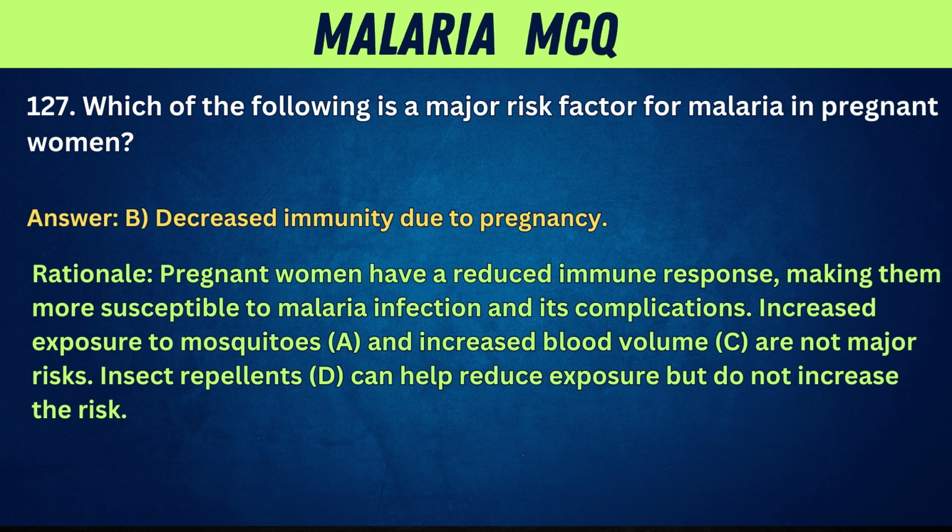Rationale: pregnant women have a reduced immune response, making them more susceptible to malaria infection and its complications. Increased exposure to mosquitoes (A) and increased blood volume (C) are not major risks. Insect repellents (D) can help reduce exposure, but do not increase the risk.